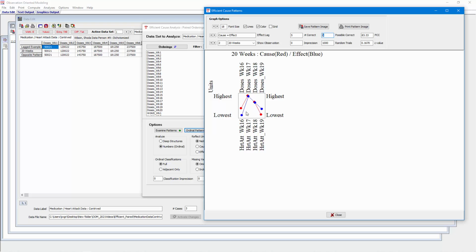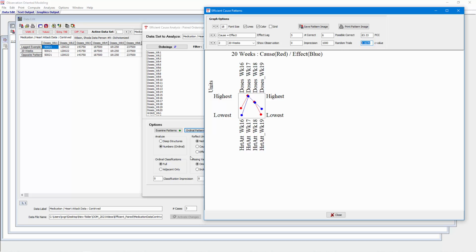So all possible pairs of comparisons are made here. So then we would go with weeks 17 to 18, and then 17 to 19, and then lastly 18 to 19. So that gives us 4 choose 2 or 6 possible correct classifications. And in this case, 5 out of the 6 were correctly classified. And we saw the one instance where there was a mismatch, where here between weeks 16 to 19, the red line would decrease, the blue line would increase. So that gives us a PCC of 83.33%, with again a somewhat low chance value of 0.1670.